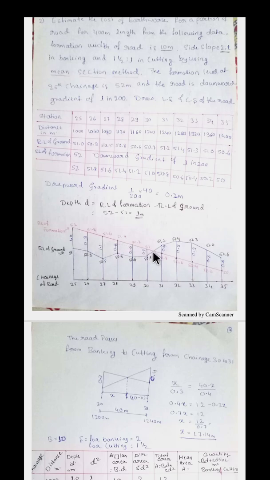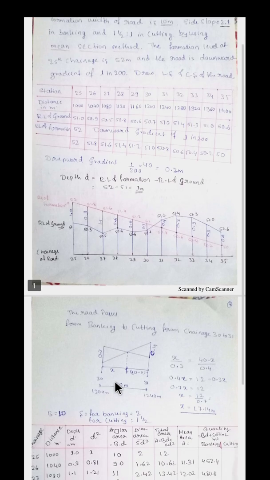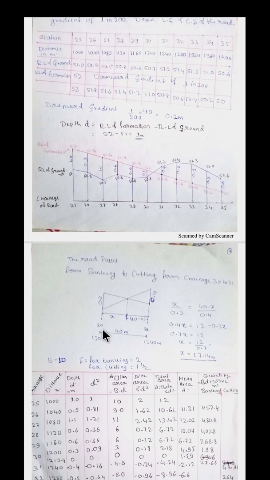Up to this point, whatever this portion is, that is for banking. After this point, that is the cutting earthwork portion. So for that reason we should find out exactly where this point is going to lie. So come here. At 30th chainage there is 0.3 meter depth, at 31 chainage 0.4 meter depth.